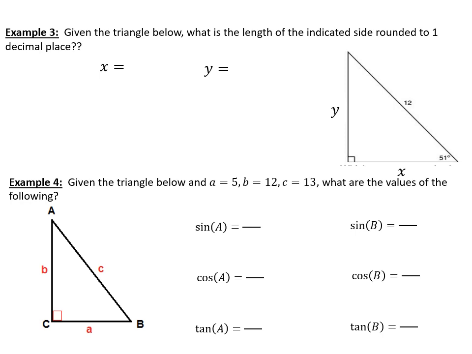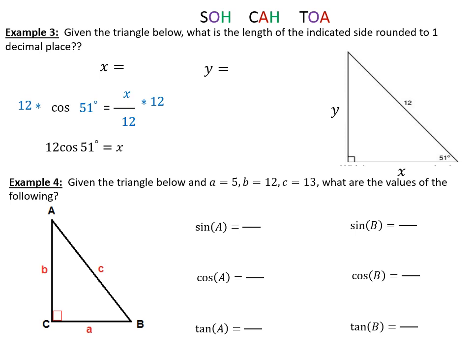Example 3, given the triangle below, what is the length of the indicated side rounded to 1 decimal place? So we want to know x, that's adjacent to the 51 degrees, and we've got the hypotenuse. Y is opposite of 51 degrees. So working with SOHCAHTOA, x would be cosine of the angle equals adjacent over hypotenuse, so cosine 51 degrees equals x over 12. And to get x by itself, we would just multiply both sides by 12. So if I type in 12 cosine of 51 in my calculator, I should get the answer, which happens to be 7.6 if I round.